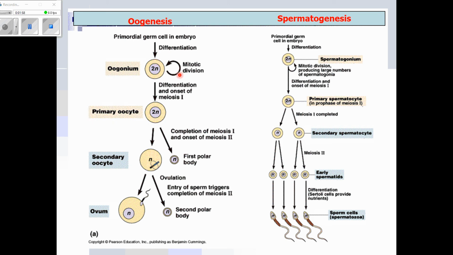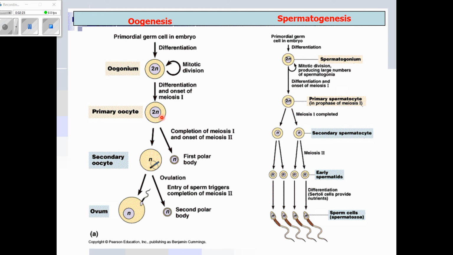But by the time a girl is born, that mitotic division has stopped. And once the ovaries have grown and developed, the mitosis part of this stops. And so there's a set number of primary oocytes at birth in each ovary. We talked about this before.